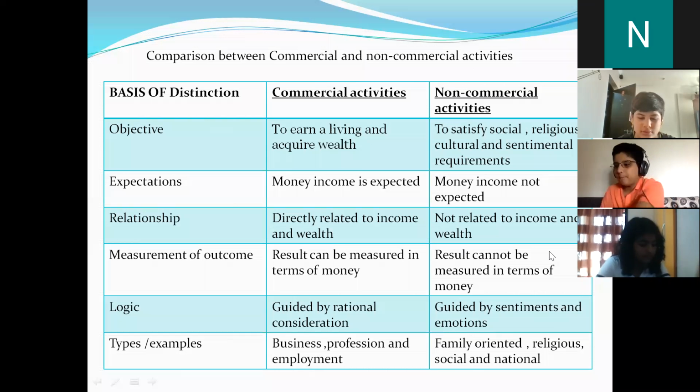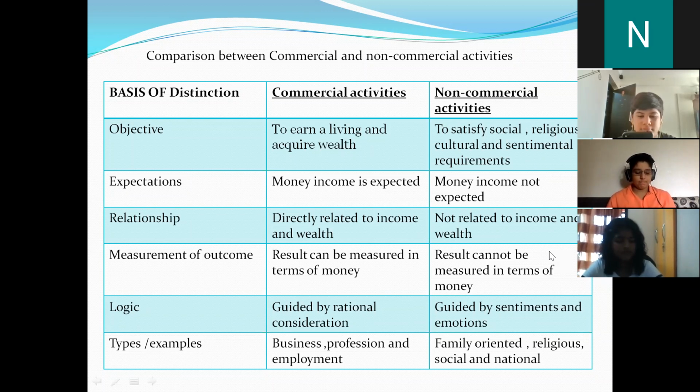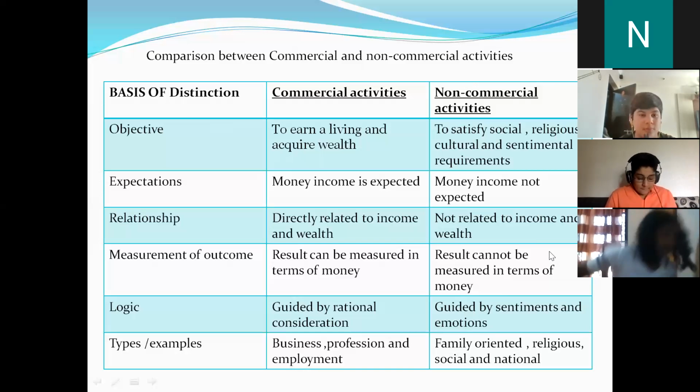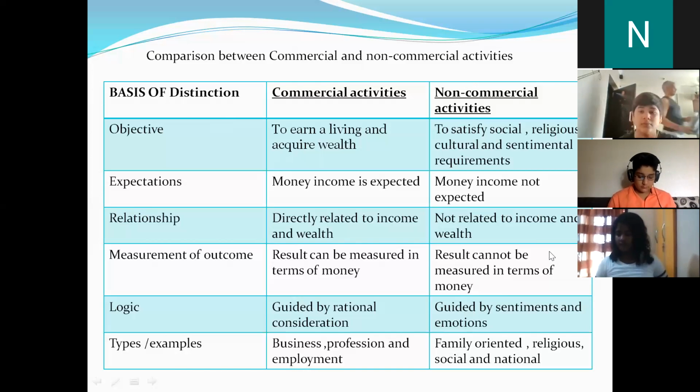Okay. Next is measurement of outcome. What result do we want when we are engaging in commercial activity? We want money in case of commercial activities. The result is that we are expecting money. We want money to come out as an outcome. Whereas in case of non-commercial activities, as a result we don't want money. It cannot be measured in terms of money.